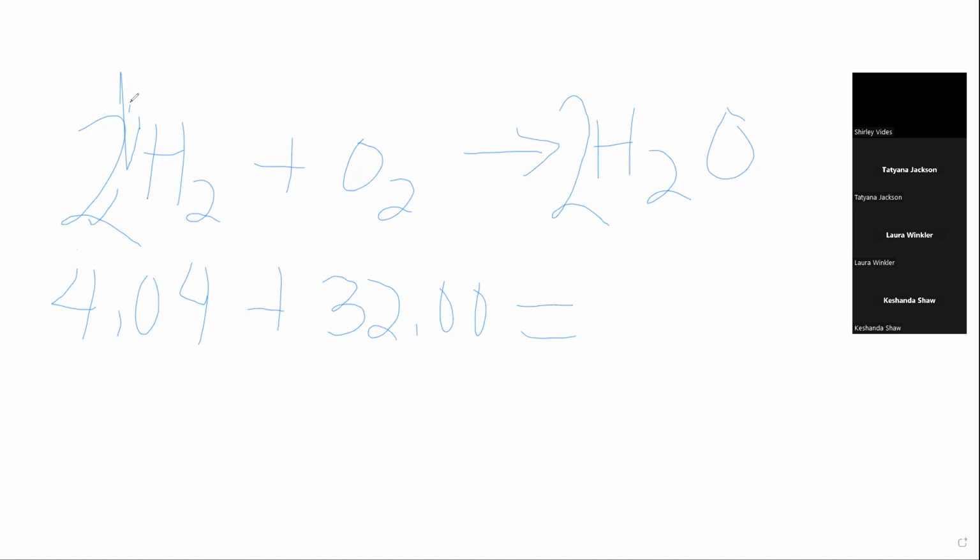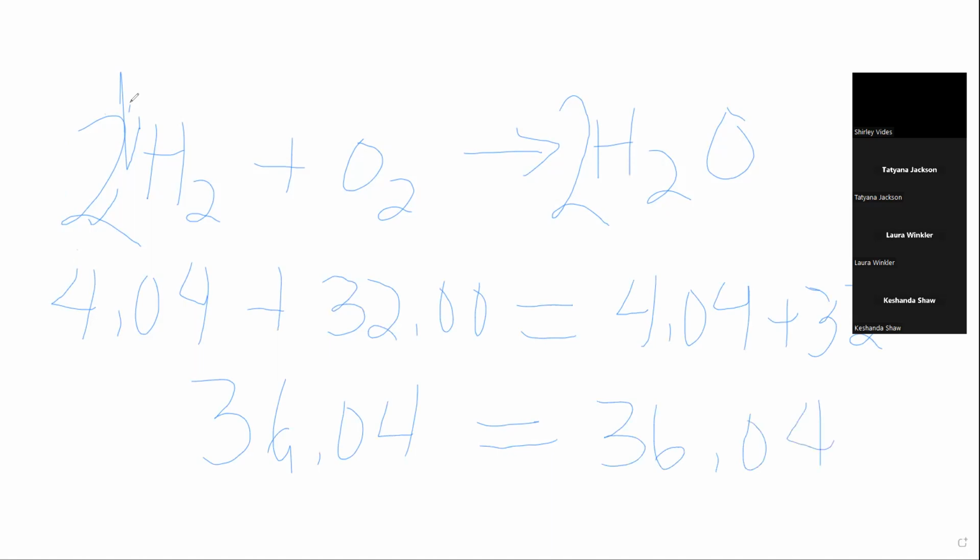Now this should be a true statement right here. So this is 2 times 2 is 4. So again, 4.04 plus 32. See? This time it does hold true. So this becomes 36.04, right? And this is equal to 36.04, you see? Whereas before it wasn't. And so that's a mathematical proof right there that it does work to balance.